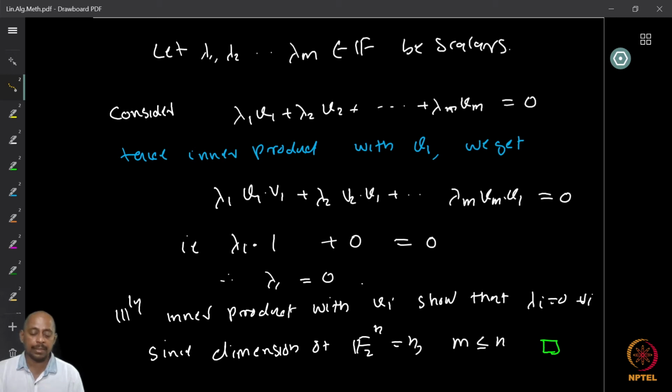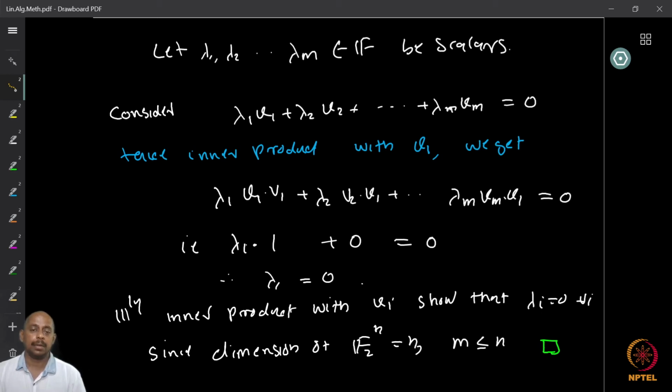Now we just did it for v1, but we could have taken the inner product with vi for any i. It didn't make any difference. So if I take the product with vi for each i, the corresponding lambda i must be 0, and this is true for every lambda i. Therefore we see that all the lambda i's must be 0.